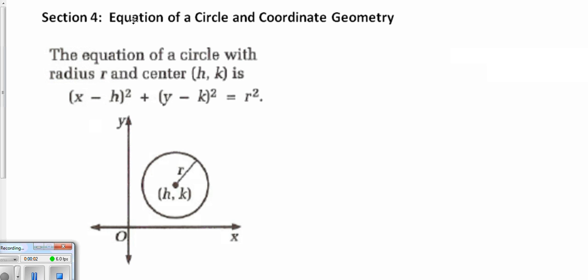Section 4 is going to look at the equation of circles and circles on a coordinate plane. So we're going to look at circles from more of an algebraic standpoint.